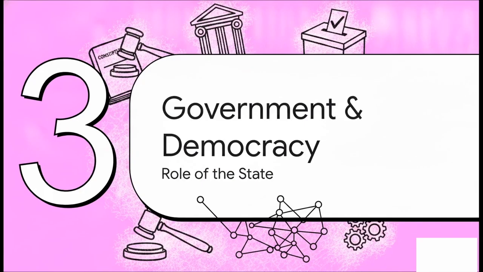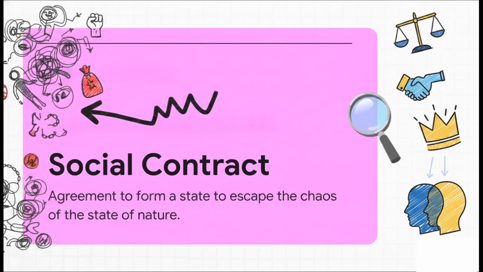Section 3, Government and Democracy. Now, unlike anarchists, liberals don't actually think we can just exist without government. Because let's be real, there's a legitimate fear that totally free individuals might exploit each other, steal property, or break agreements. This led thinkers like Thomas Hobbes and John Locke to propose the social contract.